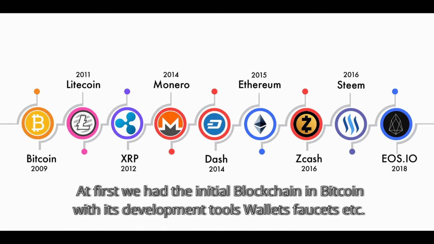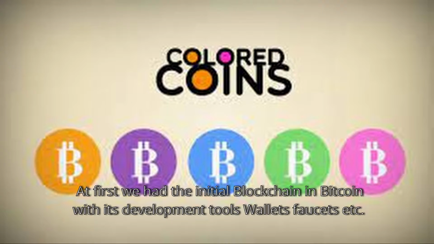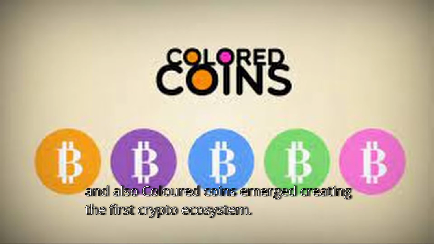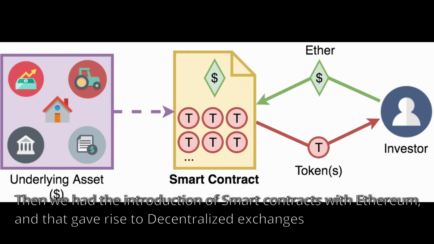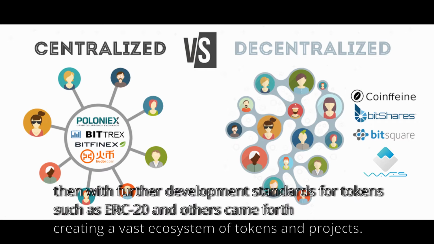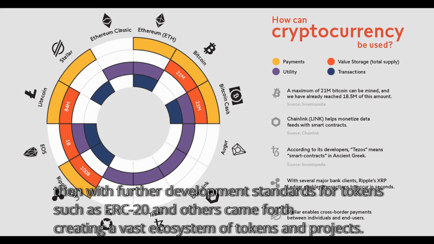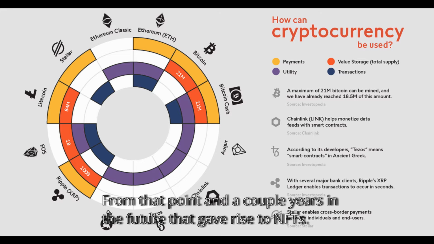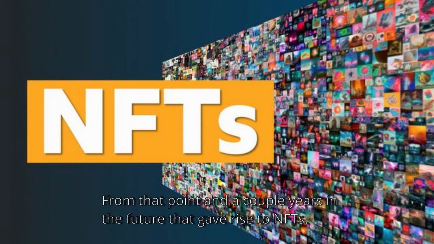At first, we had the initial blockchain in Bitcoin with its development tools, wallets, faucets, etc., and also colored coins emerged, creating the first crypto ecosystem. Then we had the introduction of smart contracts with Ethereum. That gave rise to decentralized exchanges such as 0x and so forth. Then with further development, standards for tokens such as ERC20 and others came forth, creating a vast ecosystem of tokens and projects. From that point, a couple of years in the future, that gave rise to NFTs.